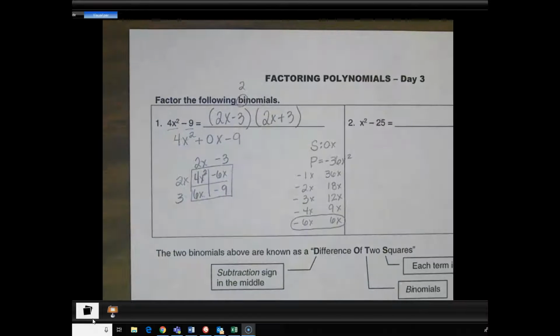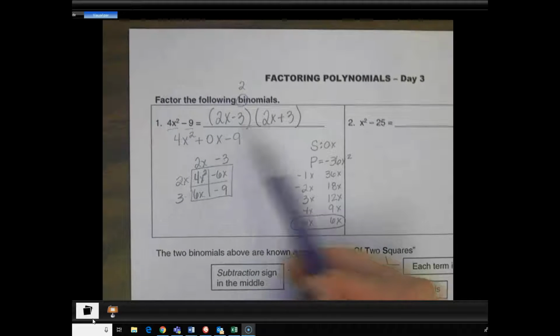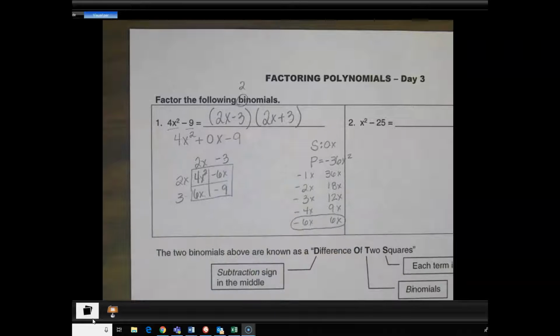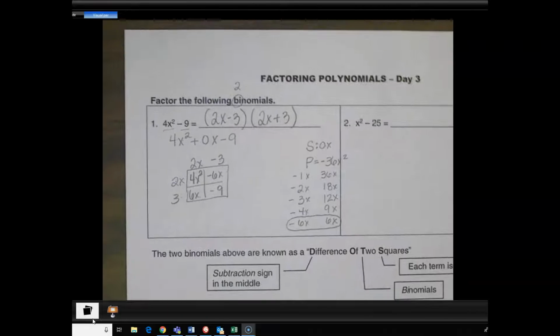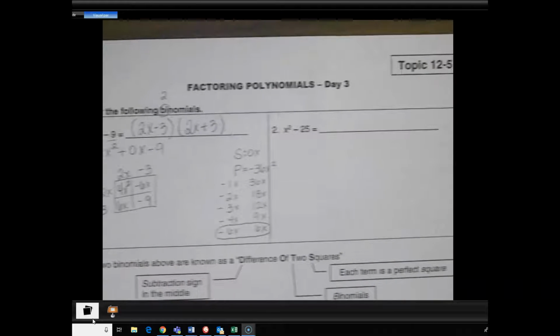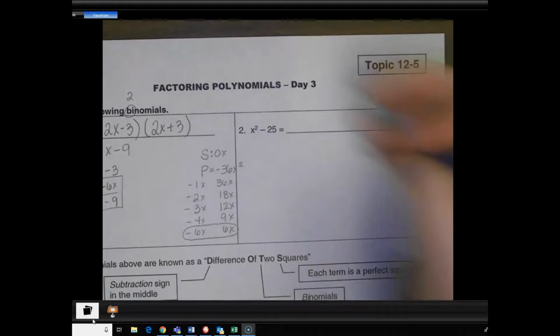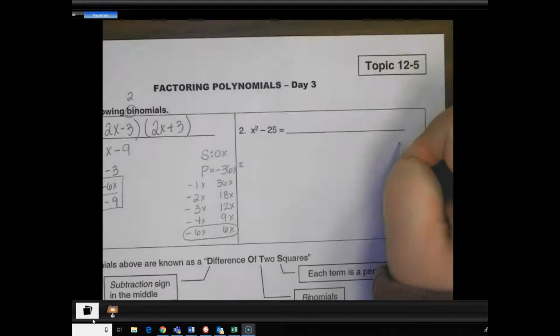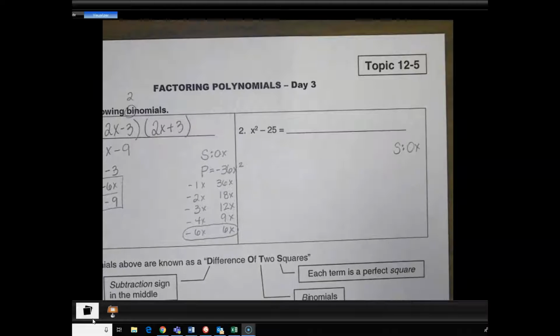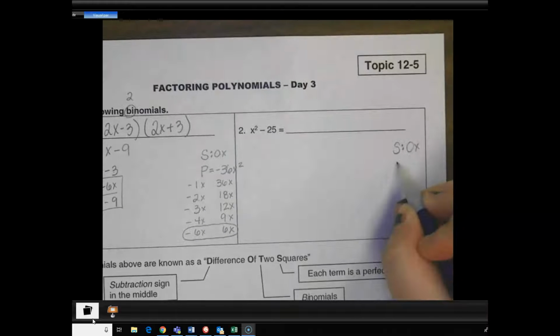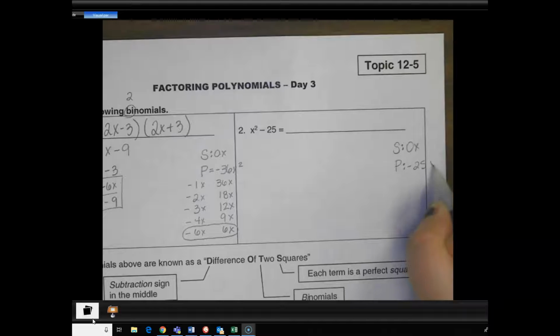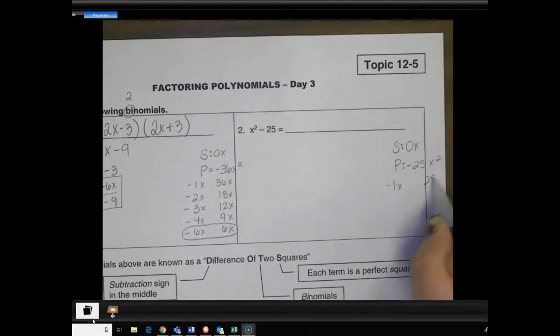Now we talked in class about how these are very similar to each other, and we're going to see if that has something to do with the pattern we're going to look at today with our lesson. Number 2, same thing. I'm not going to put the placeholder. If you want to, that's okay. I just know that that sum, that middle number, is going to be 0x. My product is going to be negative 25x squared.